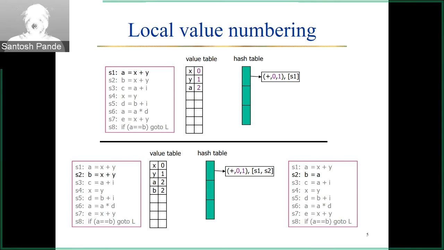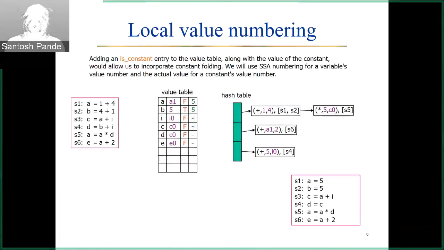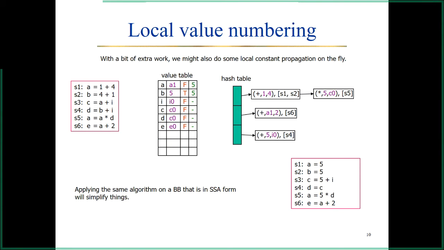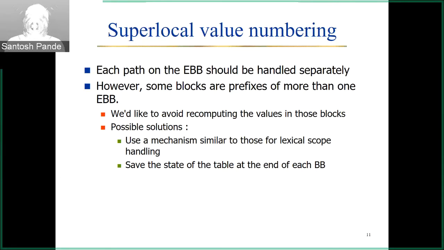So we'll skip the other issues about local value numbering because they're all irrelevant in terms of SSA. I'll let you read it. Constant propagation, etc., is very nicely carried out in terms of the value numbering.